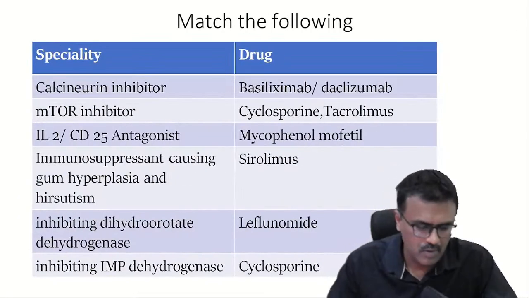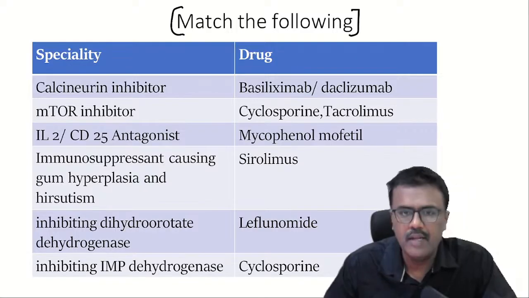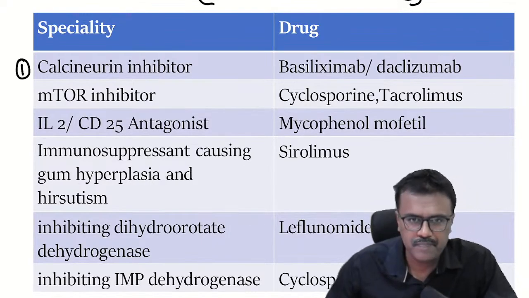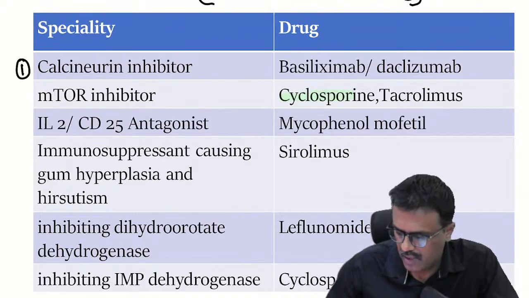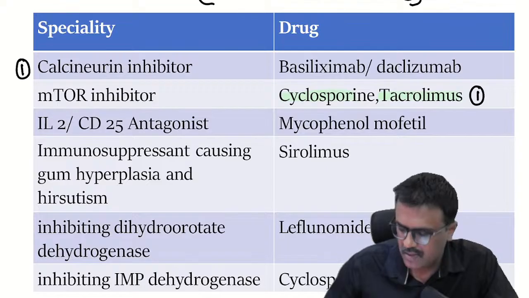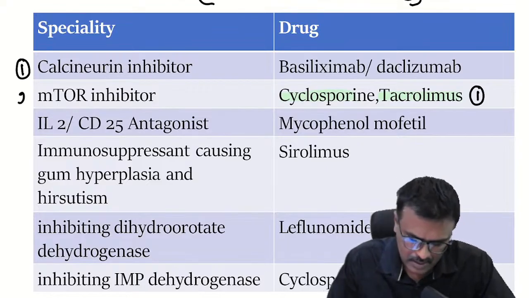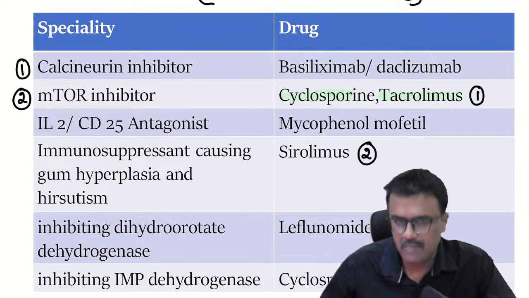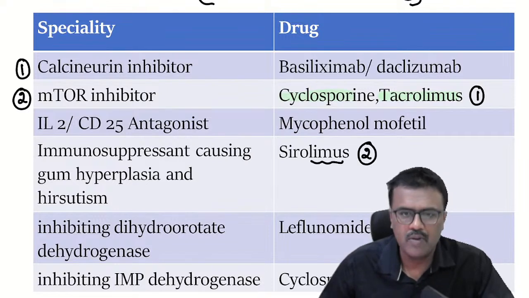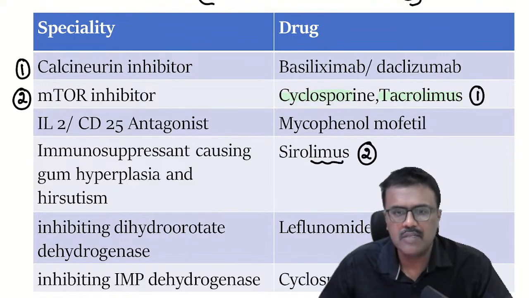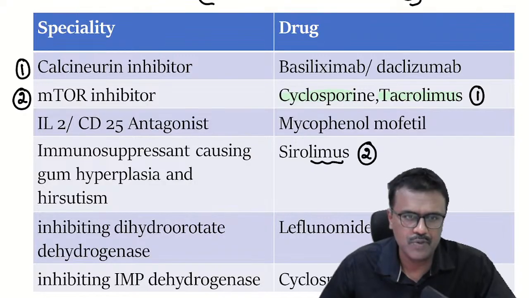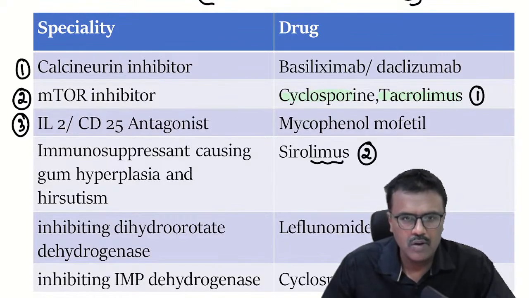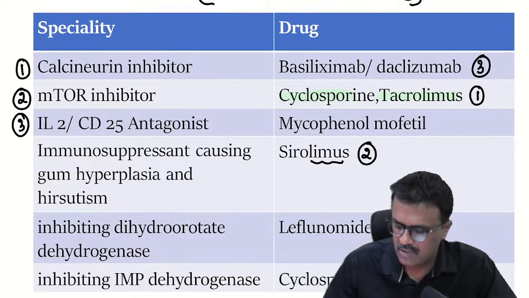Now coming to immunosuppressant drugs, match the following. Again they will ask you the mechanism, so that's why we made a match the following question. Number 1, calcineurin inhibitors. The calcineurin inhibitors are cyclosporin and tacrolimus, which are used as immunosuppressants. So I am matching 1 with 1. Second, we have mTOR, mammalian target of rapamycin inhibitor. The name is sirolimus. Anything ending with limus is usually an mTOR inhibitor. They are used for cancers, and sirolimus is also used for stents, to prevent stent thrombosis or stent blockage. Number 3, interleukin 2 or CD25 antagonist. We use the drugs basiliximab and daclizumab.